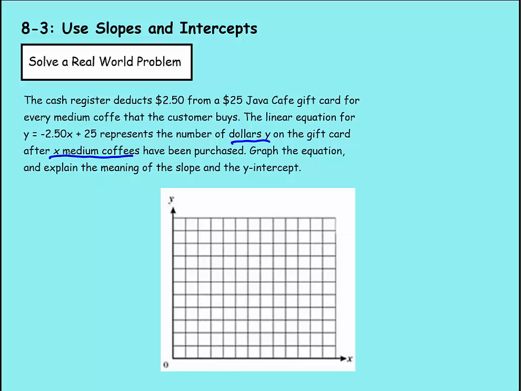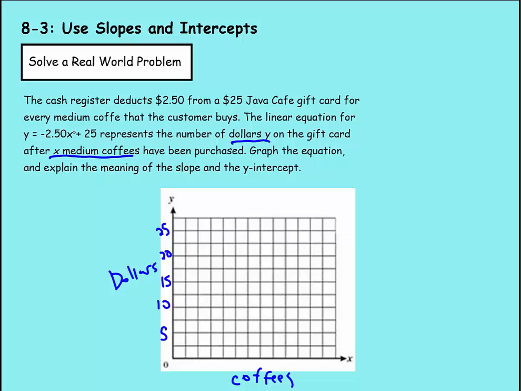So we see that x is measured in coffees, and y is measured in dollars. The most that you're going to have is 25. So why don't we count by fives here? 5, 10, 15, 20, 25. Then we probably could count by ones for coffee. So whenever you do slope-intercept form, you could plug in different numbers for x and get your answer.